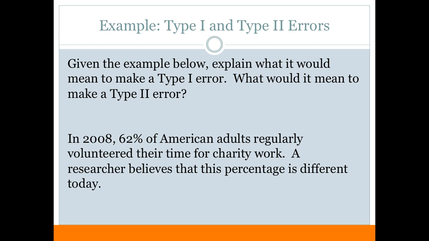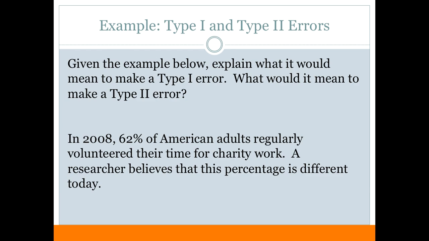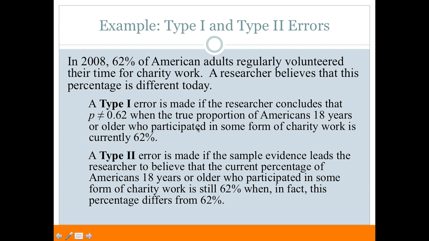So let's look at the same example. 62% of American adults regularly volunteered their time for charity work in 2008. A researcher believes that this percentage is different today. So we want to talk about what it would mean to actually make a type 1 or a type 2 error in this scenario. So if we scroll back for just a second, recall that a type 1 error means that we reject H0 when H0 is true. So in this case, a type 1 error would mean that we would reject H0, meaning that we would conclude that the proportion is not equal to 0.62, when actually the true proportion of Americans 18 years or older who participated in some form of charity is currently 62%. So we rejected H0 when H0 was actually true.